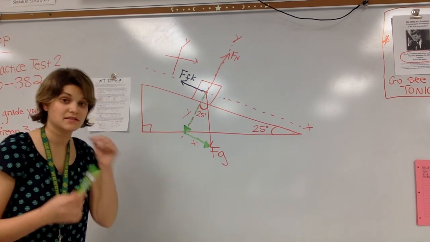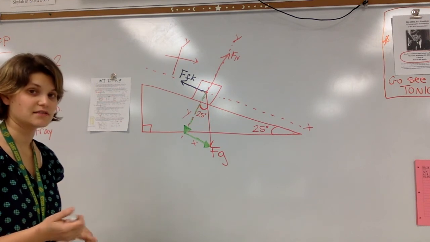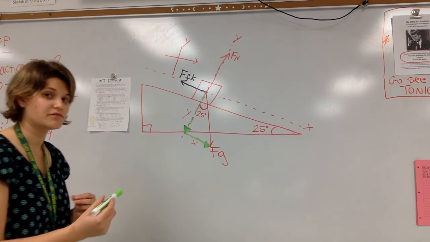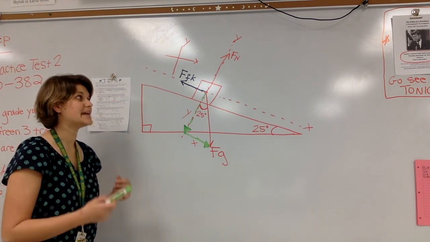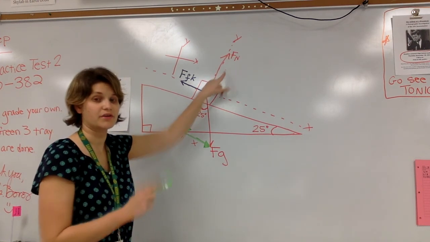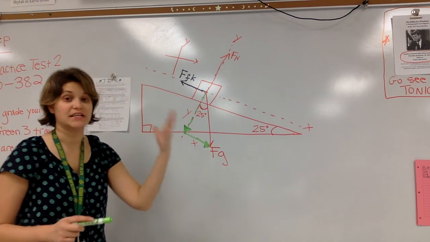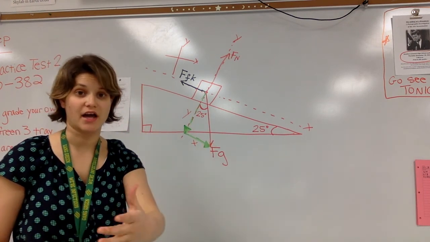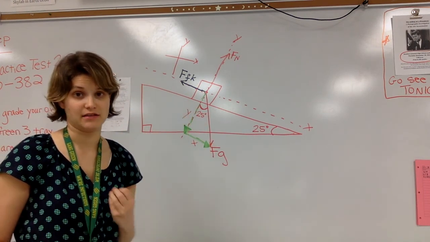So you can still find it. I'm giving you the coefficient of friction here, but now in number 4, I told you we didn't have to do anything with normal force. Well, since the force of friction is equal to normal force times coefficient of friction, now you need that.